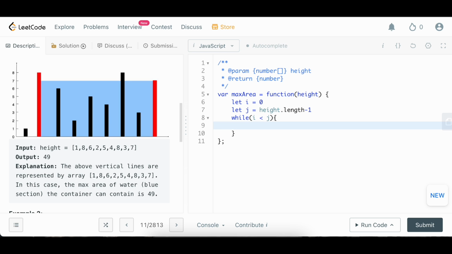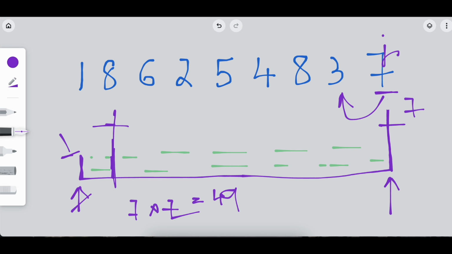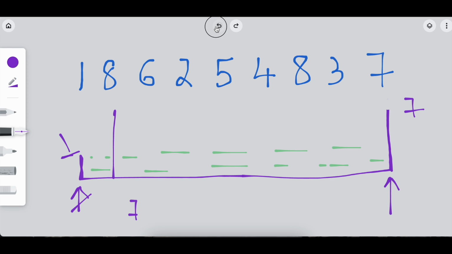And now what am I going to do? I'm going to calculate my maximum area. So let's initialize the variable maximum area. Let's keep it 0. And then what will be my maximum area? It will either be the existing value that I already have, or the width, which is going to be j minus i, times height. So if we are considering, say, these two vertical lines, the first one and the last one, how did we calculate the height?